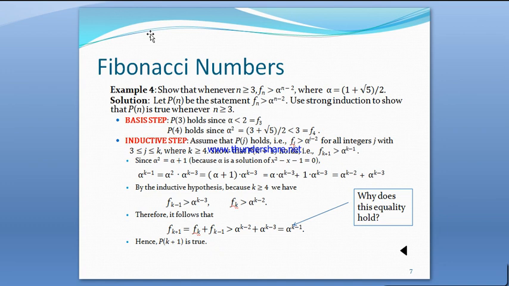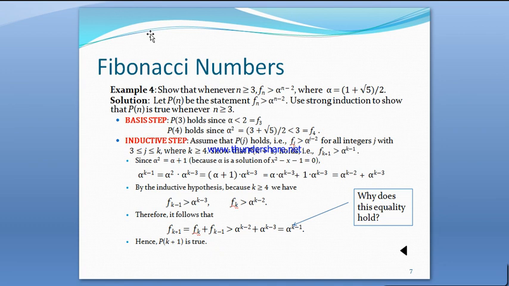The example is to show that whenever n is greater than or equal to 3, fn is greater than alpha power n minus 2, where alpha is (1 plus root 5) by 2. Let P of n be the statement. According to strong induction, we have two steps to be completed, and before we form the two steps, we should define the function P of n. Here, let us suppose the given result is denoted by P of n.